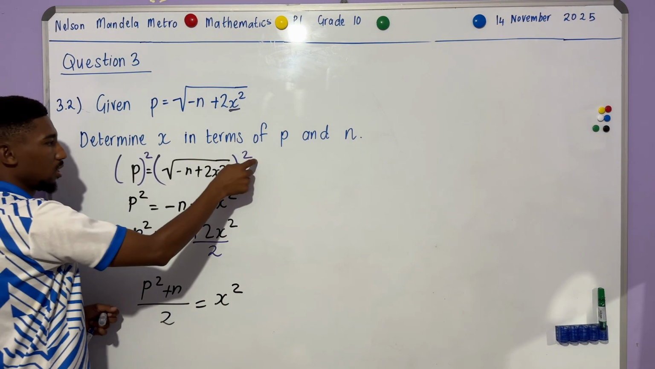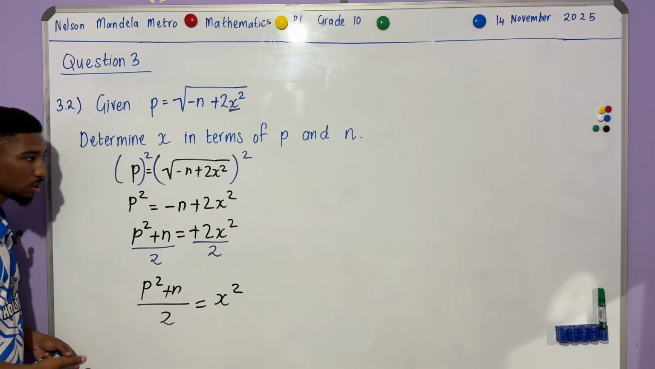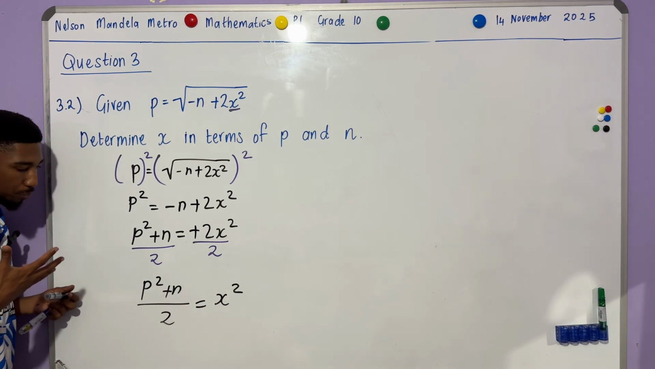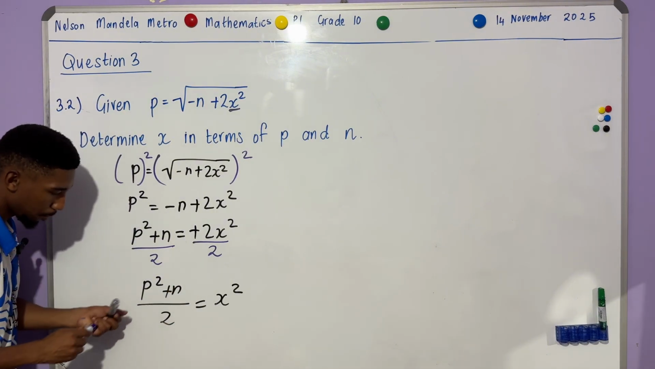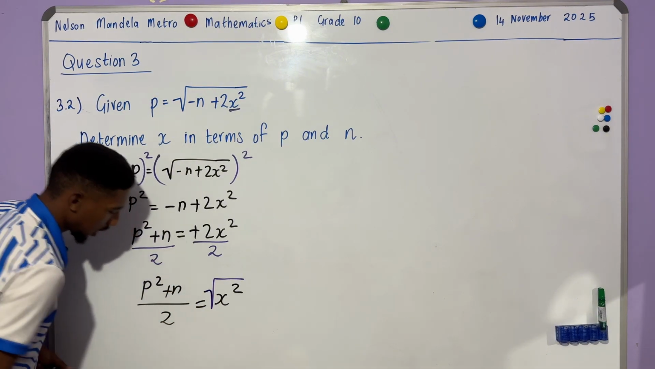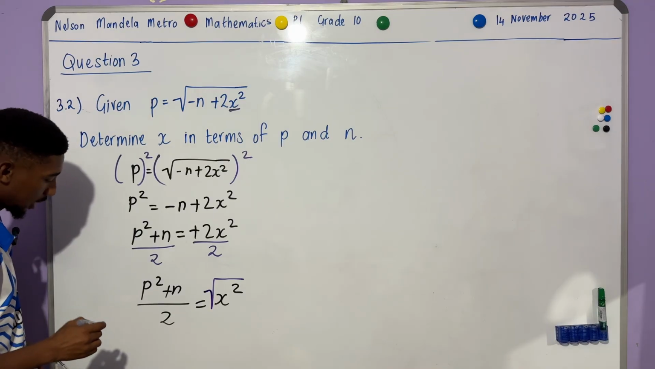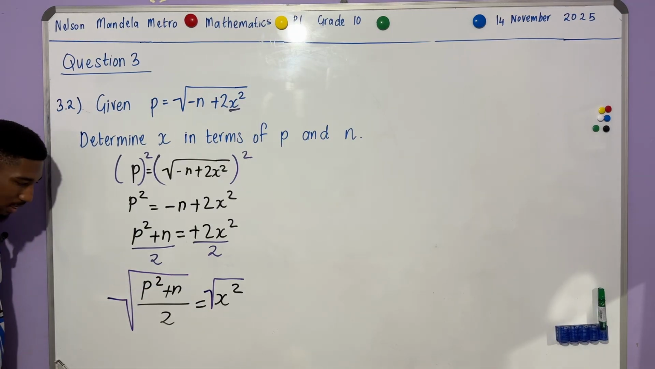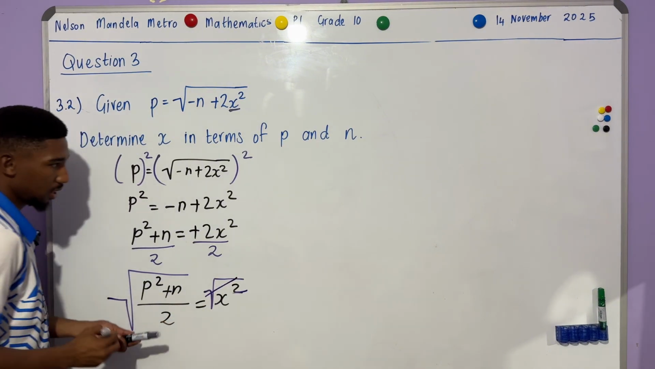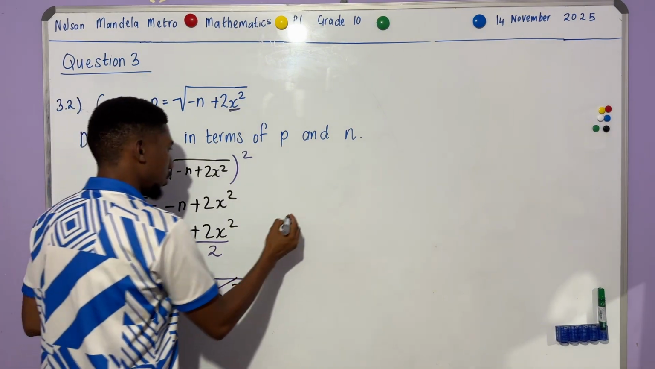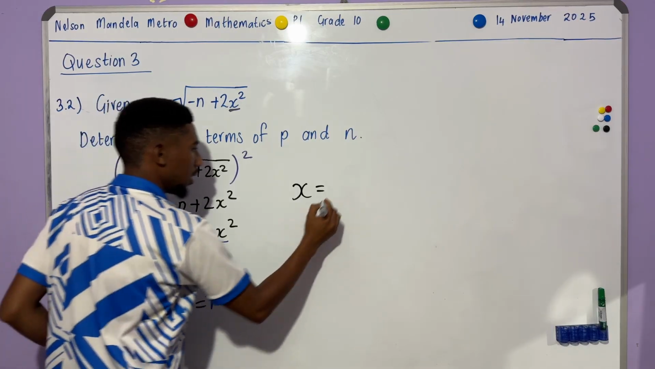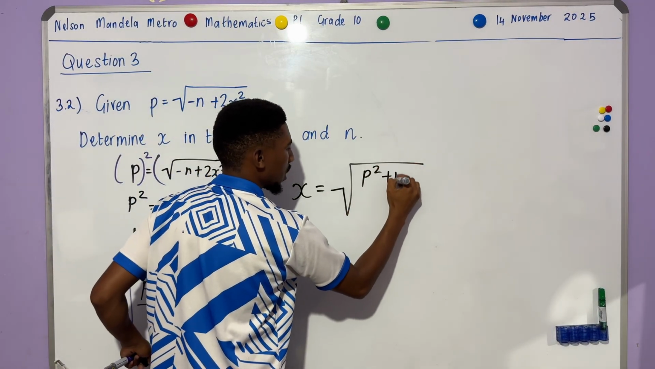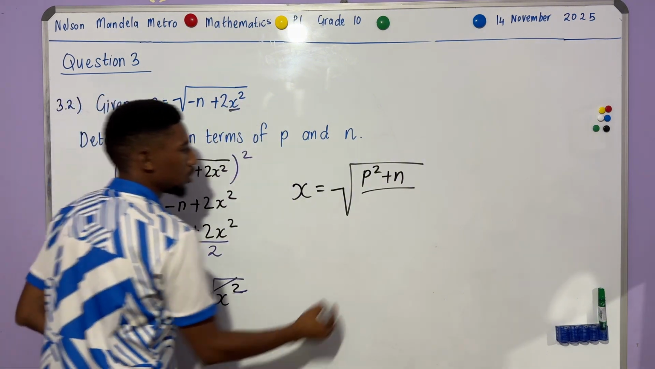Now we've discussed earlier that the inverse of square root is a square, and vice versa: the inverse of the square is a square root. So we want to get rid of this 2 here. So we're going to square root the right hand side. When we square root the right hand side, we have to square root the entire left hand side as it is. This will then cancel that 2 over there. You'll then be left with x equals, and a huge square root over our fraction, p squared plus n all over 2.